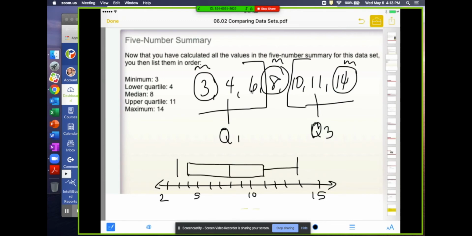Now the 3 inner lines get boxed around, and then I get 2 lines, one to the minimum, one to the maximum. In previous years, you may have learned about this as a box and whisker plot, but we just simplify it and call it a box plot.